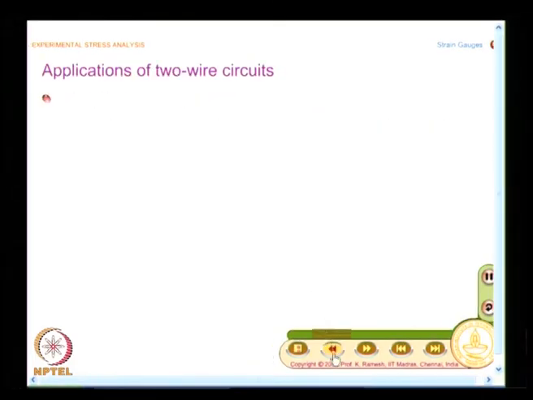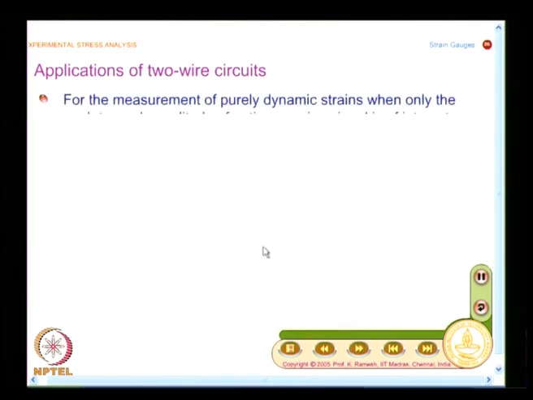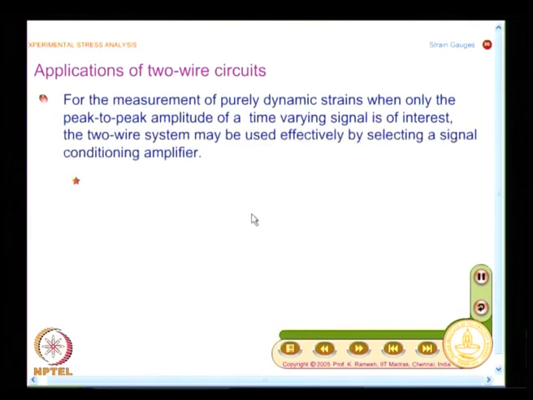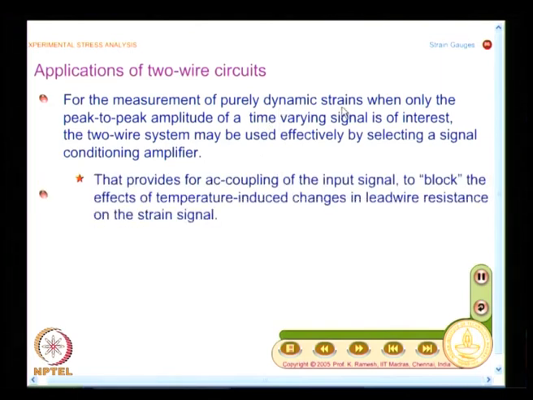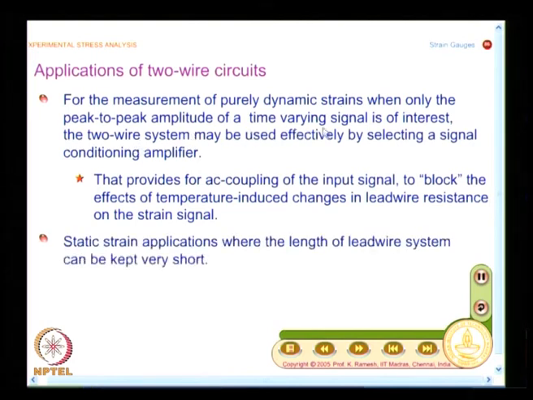See, when you say 3 lead wire system is advantageous, 2 lead wire system also has a role to play. We will see in which class of problems the 2 wire circuit are applicable. Suppose I am working only on dynamic strains, when only the peak to peak amplitude of a time varying signal is of interest. And in such applications, the 2 wire system may be used effectively by selecting a signal conditioning amplifier.